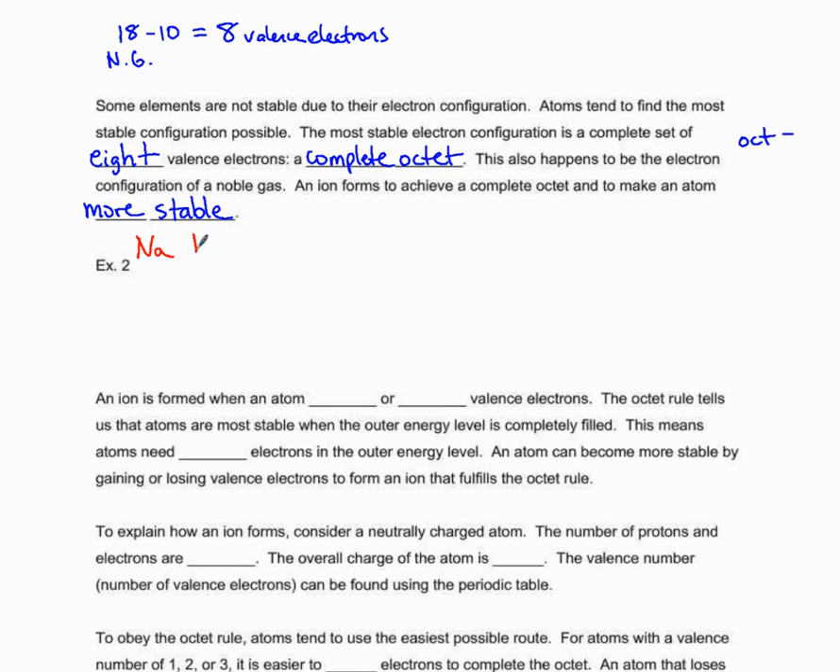So its electron configuration looks like this: 1s2, 2s2, 2p6, that's 10, 3s1. It's a little more helpful to look at the noble gas configuration because we get more information from it. So this 1s2, 2s2, 2p6 is the electron configuration of neon. And then we have one valence electron, it is the 3s1.